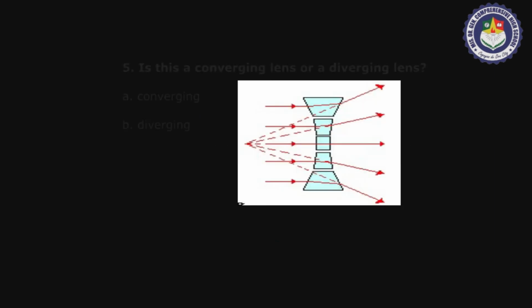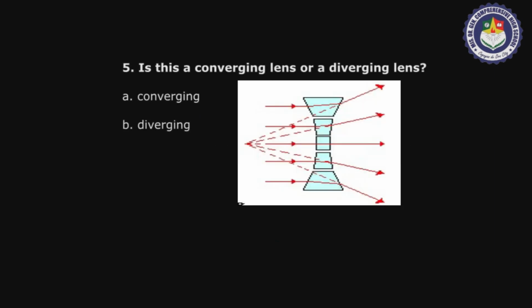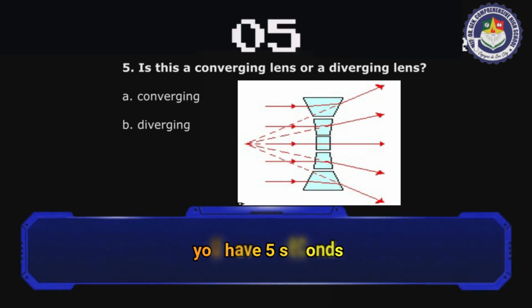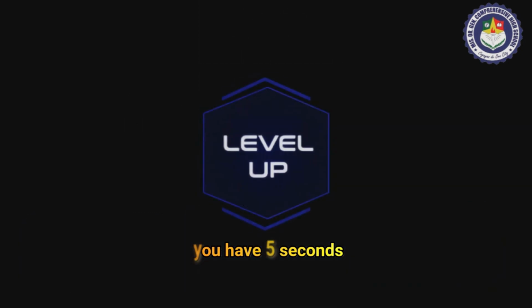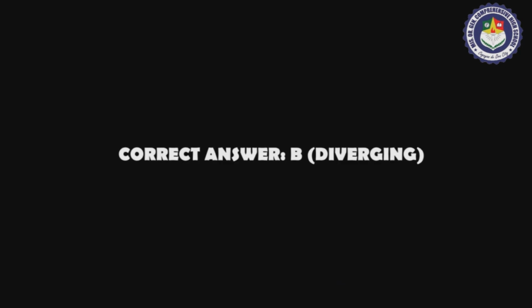Concave. Number 5. Is this a converging lens or a diverging lens? A. Converging, B. Diverging. Go! The correct answer is letter B.